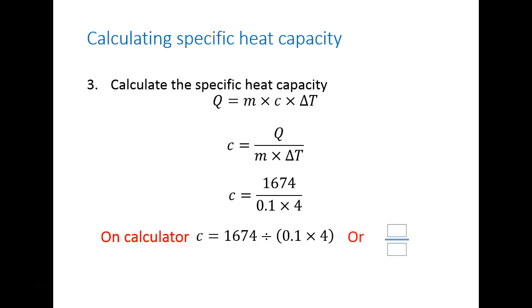Okay, or you can use this symbol here on your calculator, and what you're going to get is the specific heat capacity of water is equal to 4,185 joules per kilogram per Kelvin. Okay, so this student's got quite a close result to the actual specific heat capacity of water.